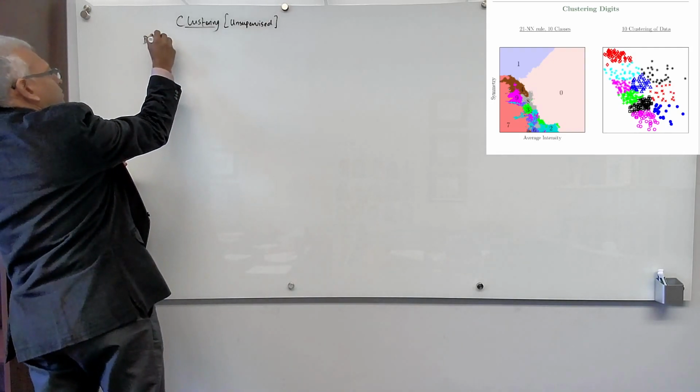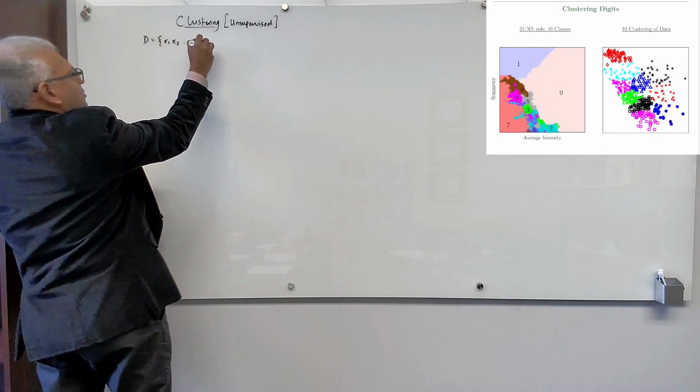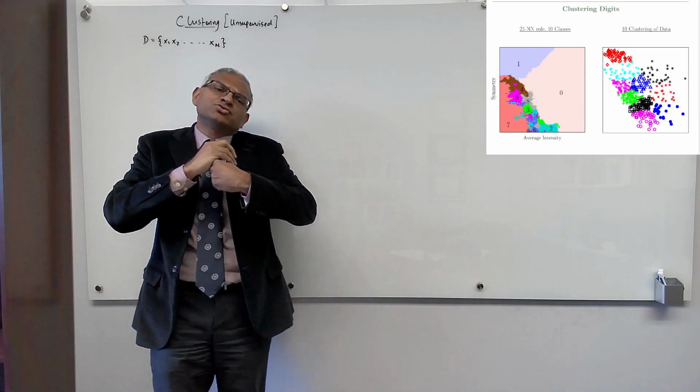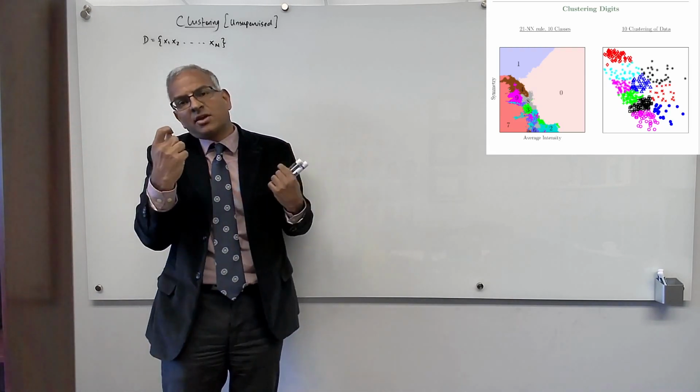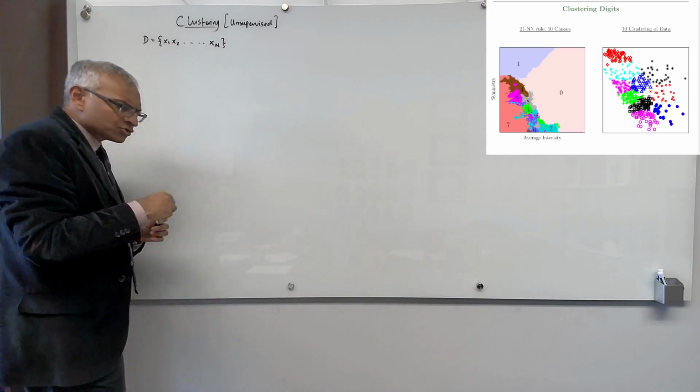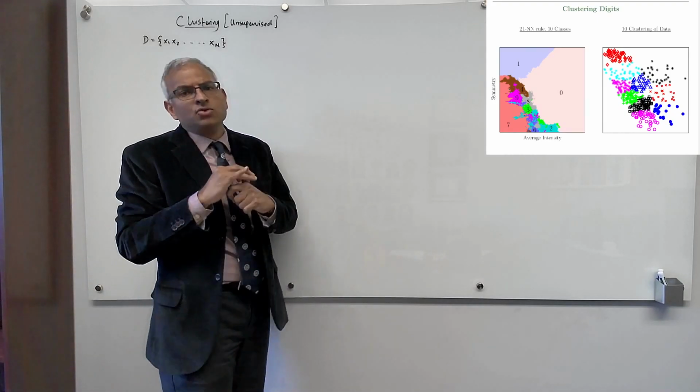So your data set is equal to x1, x2, up to xn. Now, you might have y values, but you can always choose to ignore them and do unsupervised clustering, just like we did for the RBF. We ignore the y values to get centers. Okay, so let's first define what it means to cluster the data.